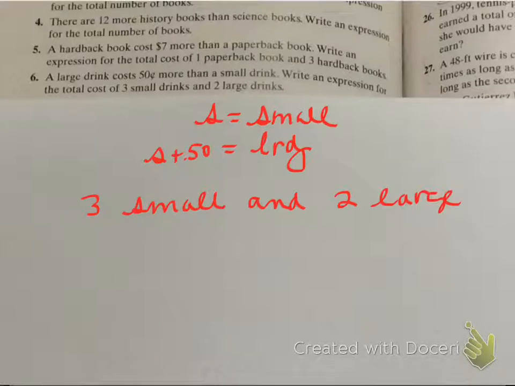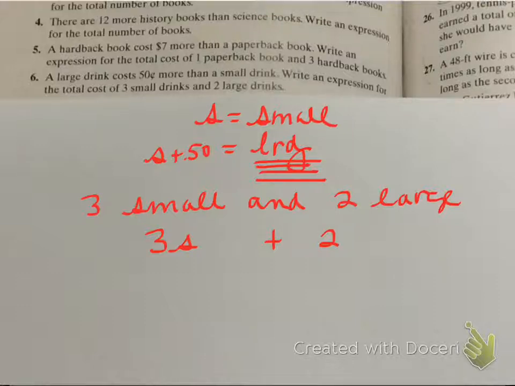Okay, what symbol do I put for the and? Julian? Plus. Julian, what am I going to call the 3 small drinks? 3S. Good. And how would I call those 2 large drinks? 2L. Not 2L. What am I calling the large? S plus 0.5. Okay, but it says 2 large drinks. A large drink costs S plus 50 cents. So 2S plus... Close. Close.